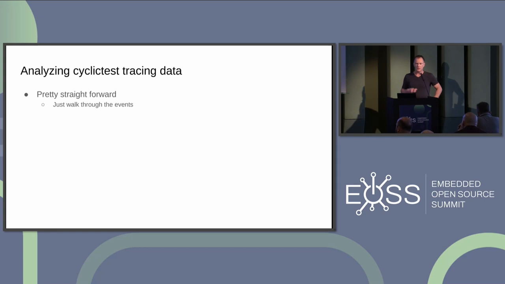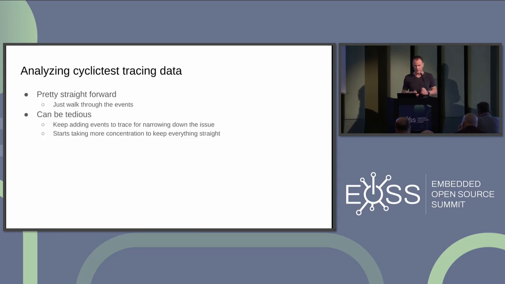Analyzing tracing data is actually pretty straightforward. You just walk through the events backwards to find out where the issues are. But it can also be very tedious. Once you start narrowing down the issue, you enable more events, and it becomes quite tedious. You have to concentrate on everything that takes place, you get lost, you have to take notes and such. But I always said this should be automated. I kept doing this and found out that I was doing the exact same thing over and over again, looking for the same things. It sounds like this should be automation.